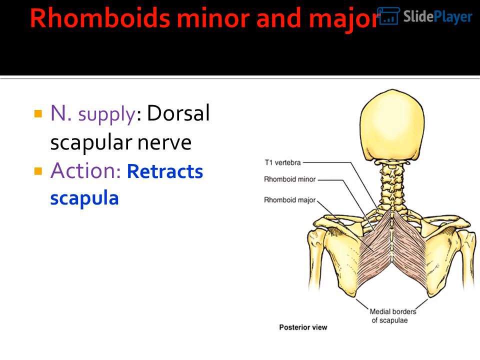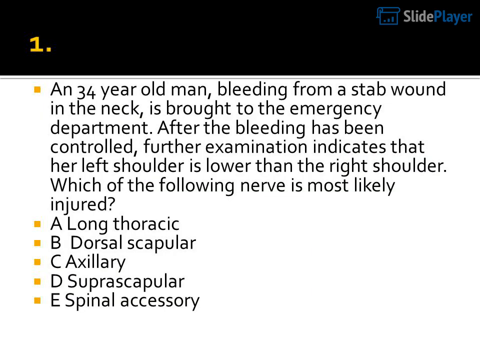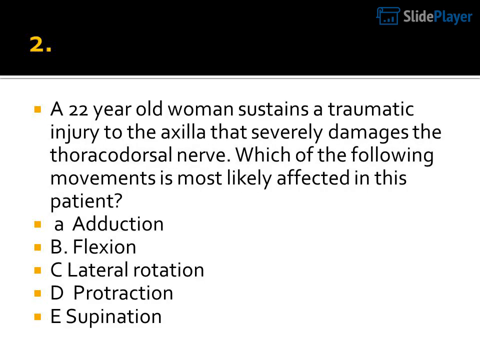Action, retracts scapula. 1. A 34-year-old man, bleeding from a stab wound in the neck, is brought to the emergency department. After the bleeding has been controlled, further examination indicates that his left shoulder is lower than the right shoulder. Which of the following nerves is most likely injured? A. Long thoracic. B. Dorsal scapular. C. Axillary. D. Suprascapular. E. Spinal accessory.